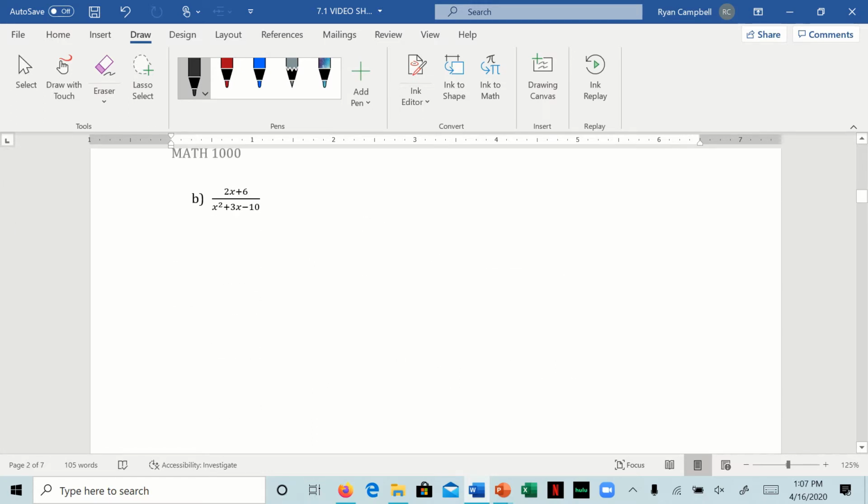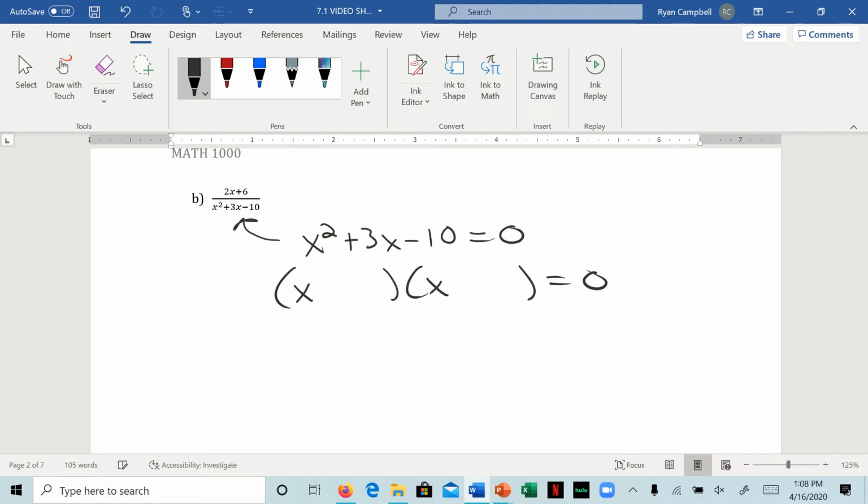Let's look at part B. If we have x squared plus 3x minus 10, what x's make that equal to 0? So if we factor, what two numbers multiplied get you negative 10 and added get you positive 3? Hopefully you can see that that's positive 5 and negative 2. 5 times negative 2 is negative 10. 5 plus negative 2 is positive 3. So that would mean that x would equal negative 5 and x would equal positive 2.